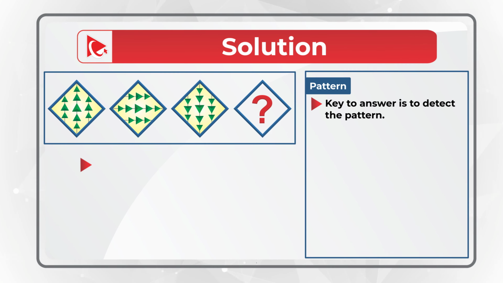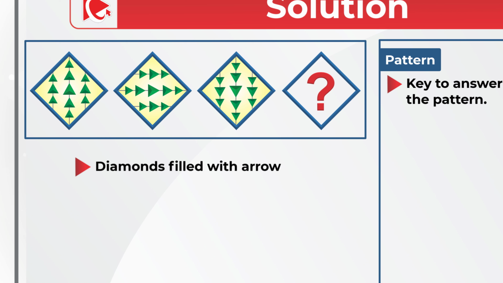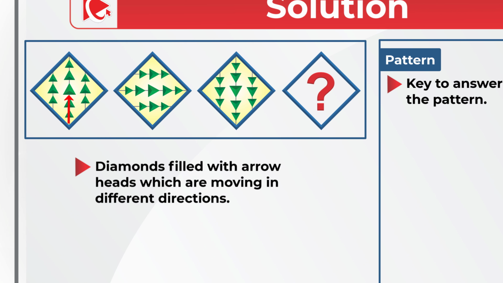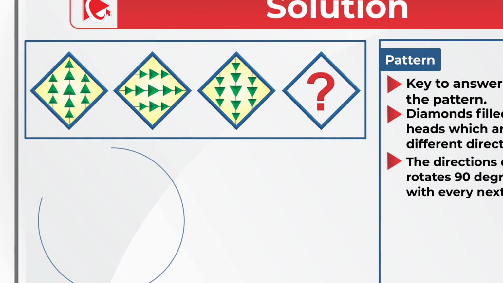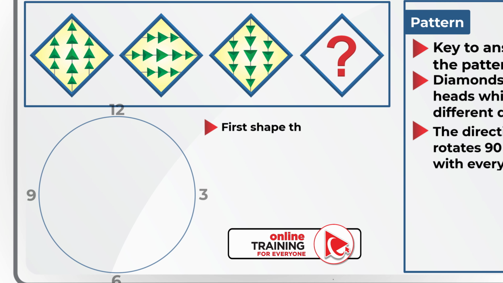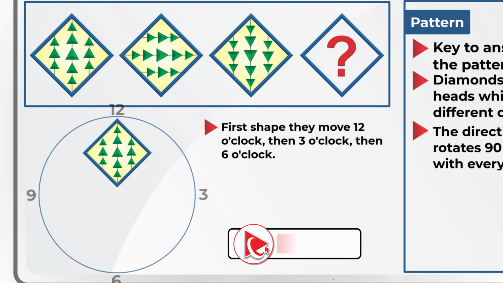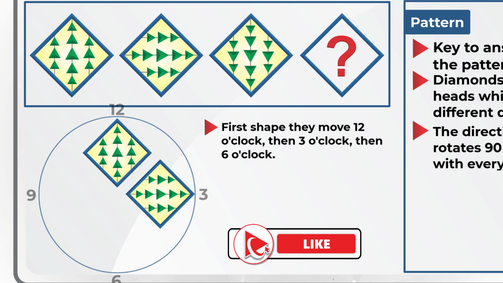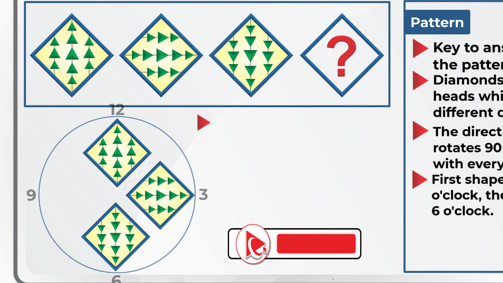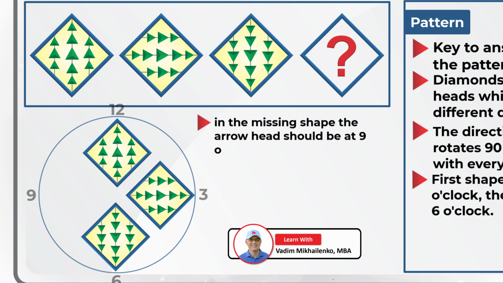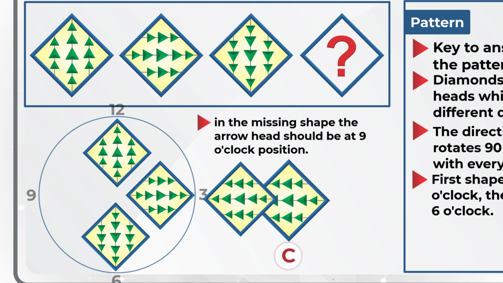As with a lot of other questions, the key to answering this question is to detect the pattern. If you look closely, you will see the diamonds filled with arrowheads, triangles, which are moving in a different direction. The direction of the arrowheads rotates 90 degrees clockwise with every next shape in the pattern. For example, in the first shape, they point to the 12 o'clock position of the clock. Then they move to the 3 o'clock position, and then to the 6 o'clock. So if you detected this pattern, in the missing shape the arrowheads should be at the 9 o'clock position.